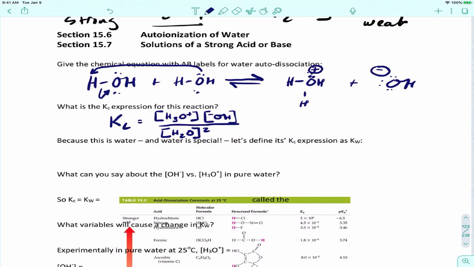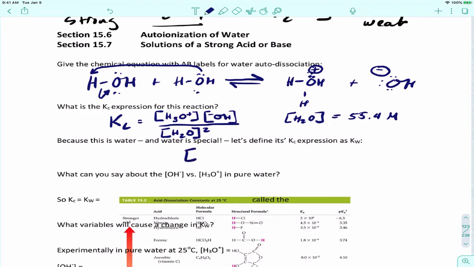Now, here is a thing though. Water is usually a liquid, and H3O plus and OH minus are going to be aqueous. So the concentration of water is not changing. The concentration of water is about 55.4 molar. So that means we have to rewrite this expression.